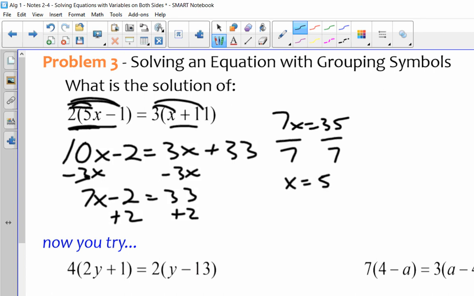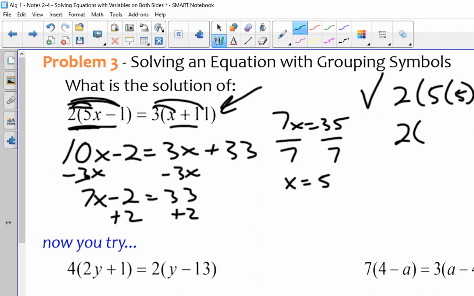So that's step 4 of the 5 steps we had. The 5th step is to check it. So I go back to the original equation and plug it back in. So I got x is 5. Okay, I'm going to do my math. Do what's inside the parentheses first. So 5 times 5 is 25, minus 1 is 24.